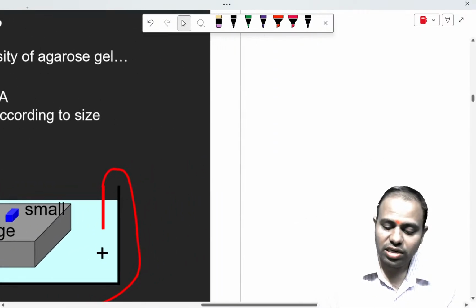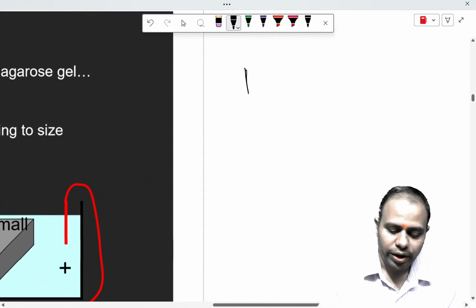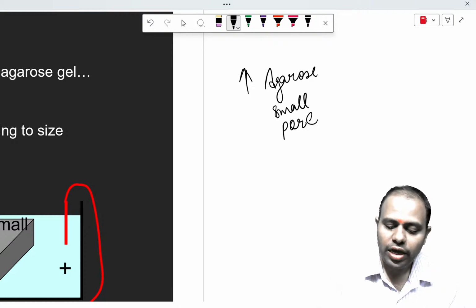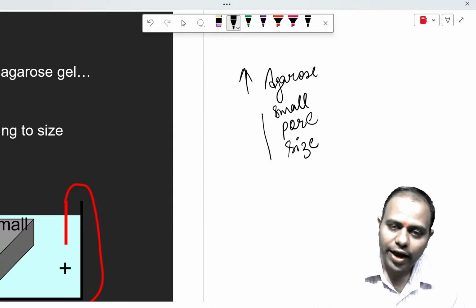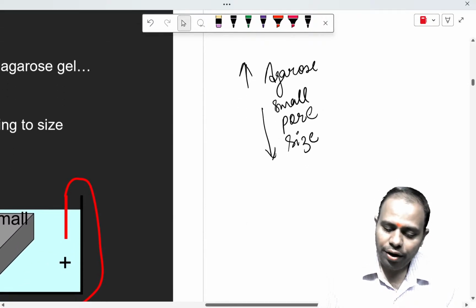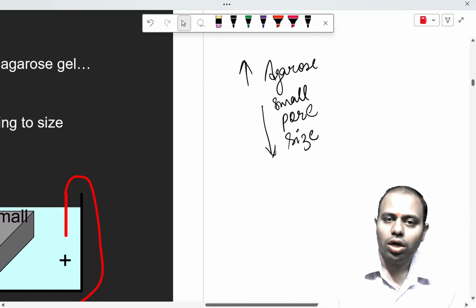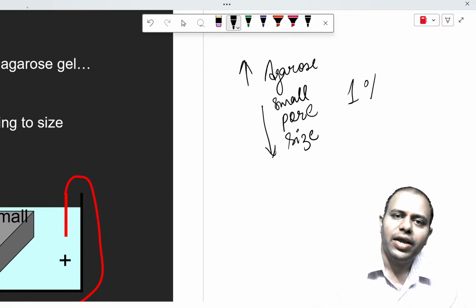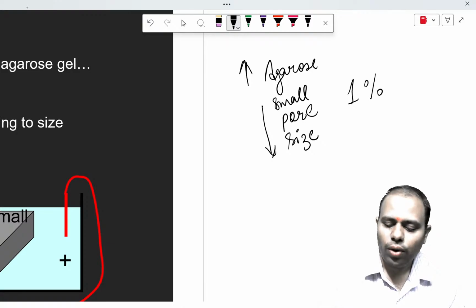So the more agarose you put, the smaller will be the pore size. If the concentration of agarose increases, the pore size decreases. You will not be able to separate larger molecules if the pore size is less, so it depends on agarose concentration. Typically for general nucleic acid we use 1% concentration of agarose in water.